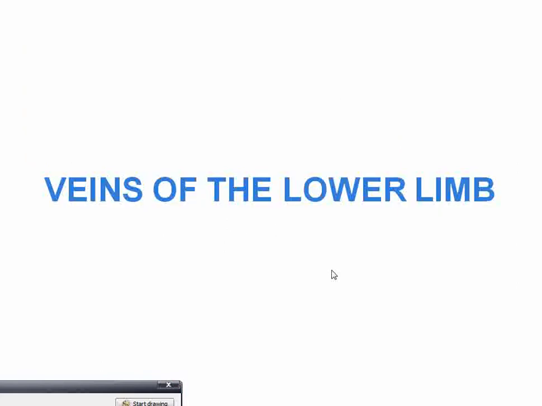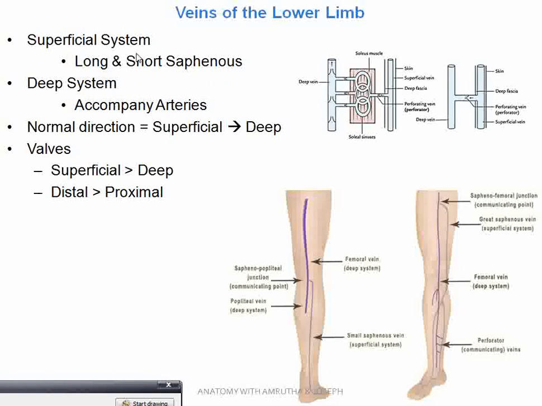Now let's see the veins of the lower limb. There is a superficial system and a deep system. The superficial system of veins is seen in the superficial fascia, and there are two veins, the long and short saphenous veins. The meaning of saphenous is easily seen. So these veins are easily seen. Whereas the deep system is placed deep, and they usually accompany the arteries. The normal direction of blood flow is from superficial to the deeper aspect, and also from distal to proximal. And there are valves in the veins. Now let's see all these things.